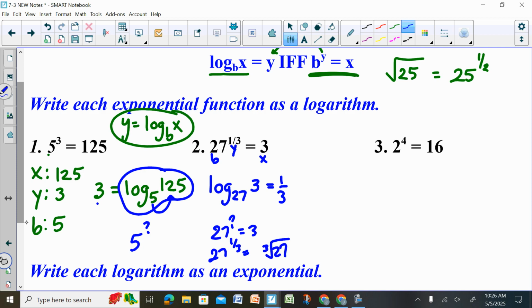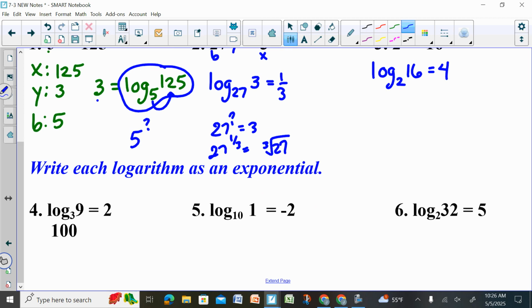Number 3, hopefully you guys are at that point where you can write it all down just from memory. So you're going to say log base 2 of 16 is equal to 4. What do you raise 2 to get 16? The answer would be 4. 2 to the 4th is 16. And the other way of writing that down is rewriting them in exponential form.